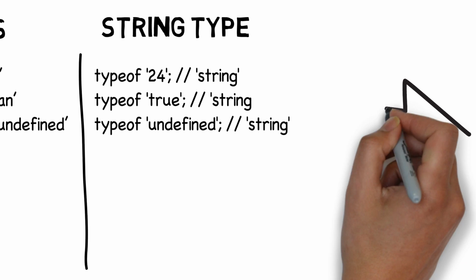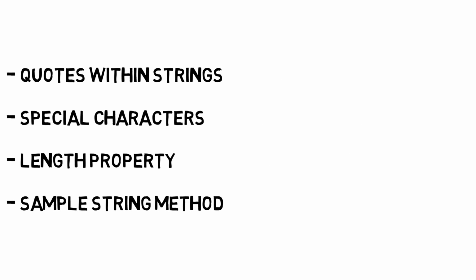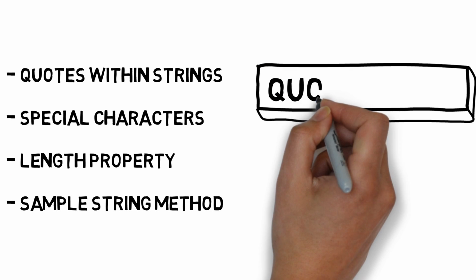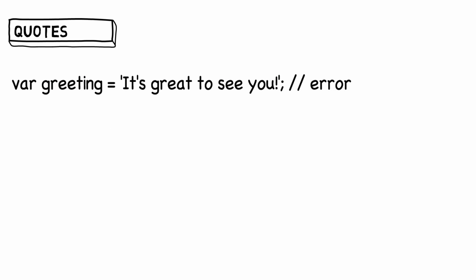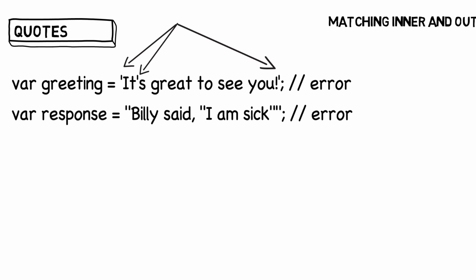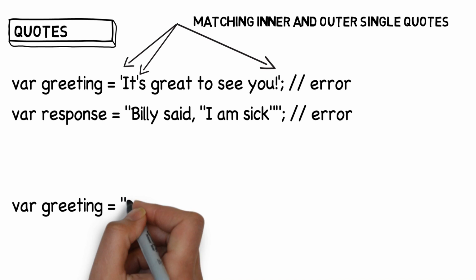We're going to spend the rest of this lecture looking at quotes within strings, special characters, the string property length, and a sample string method. What do we do if we have a quote within our string? Our JavaScript interpreter is going to have some problems with this. Let's look at a couple examples. If our quote matches what we use to enclose the string, we will receive an error. We can solve this in a couple ways.